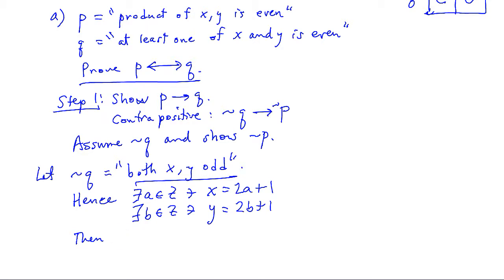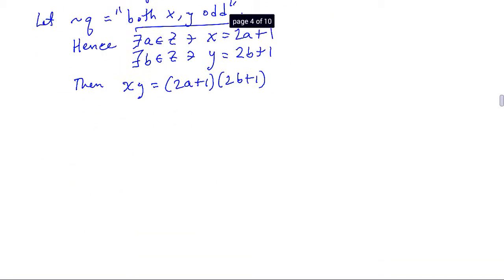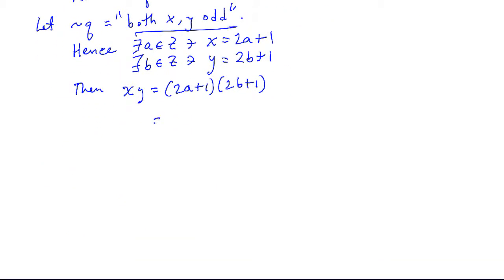The product, x times y, is 2a plus 1 times 2b plus 1. What am I trying to show? I'm trying to show that not p. In other words, I'm trying to show that the product is odd. If it's not even, it's got to be odd. And I think that's going to fall right out of here when I do this.